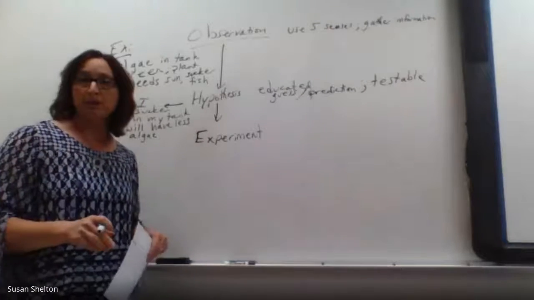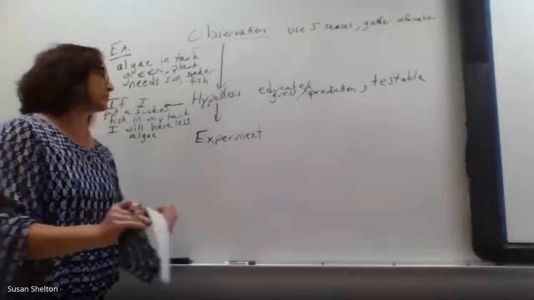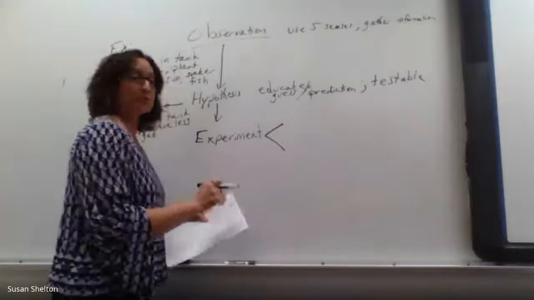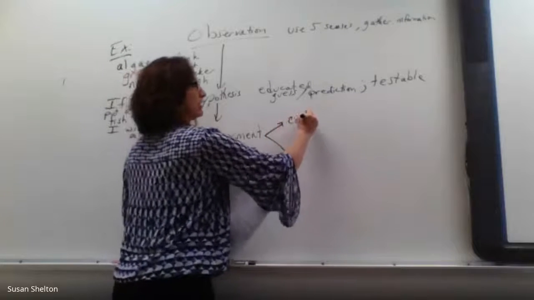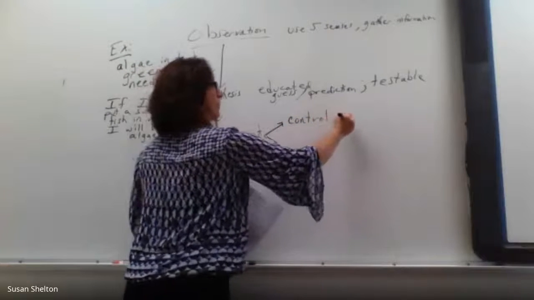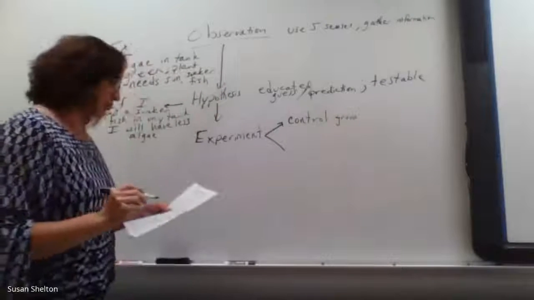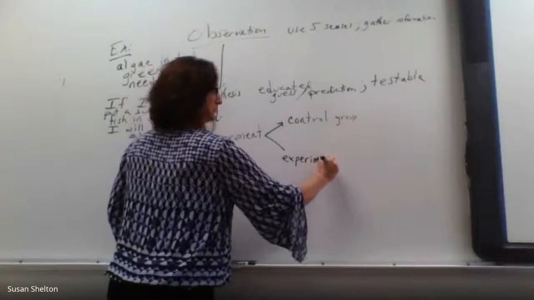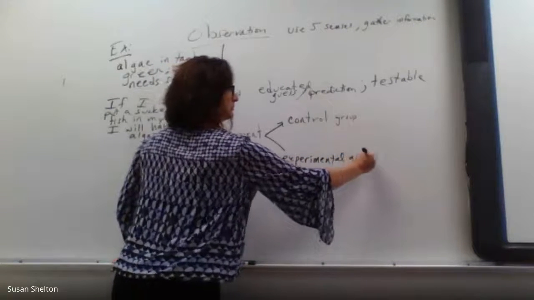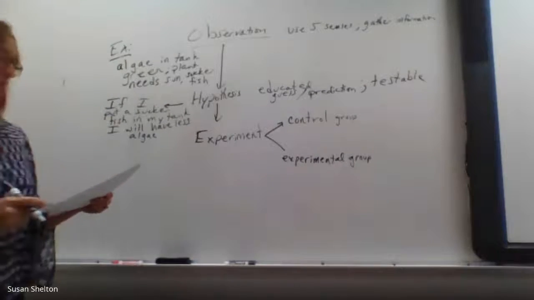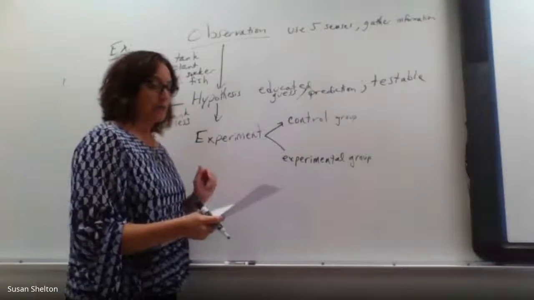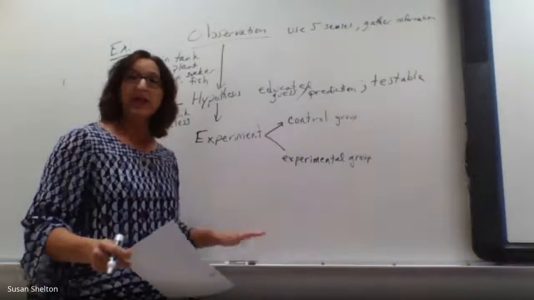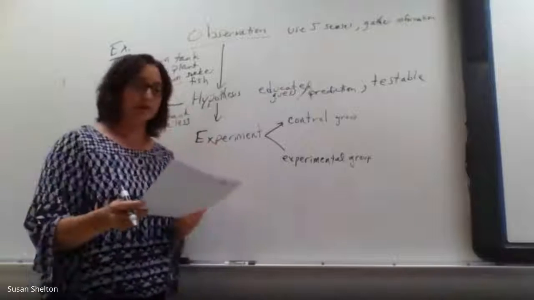When you do an experiment, you have two groups. Okay. So the two groups, you're going to have a control group and you're going to have an experimental group. Okay, under the control group, I said on your sheet, this is the group that is not exposed to any type of change. You just leave it the way that it is.